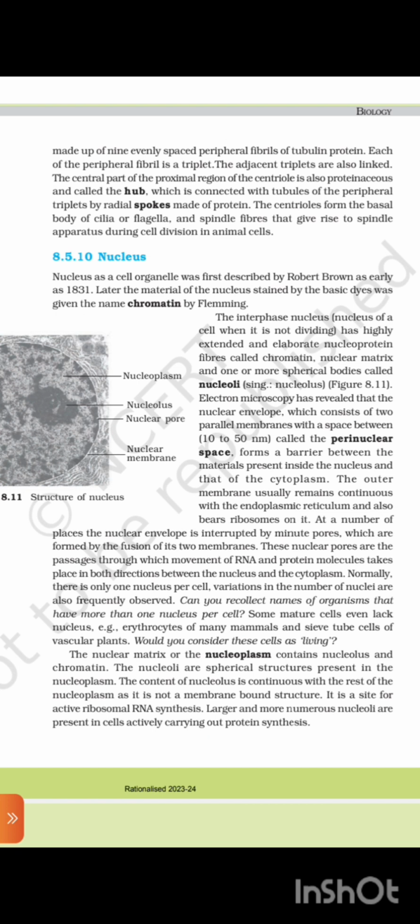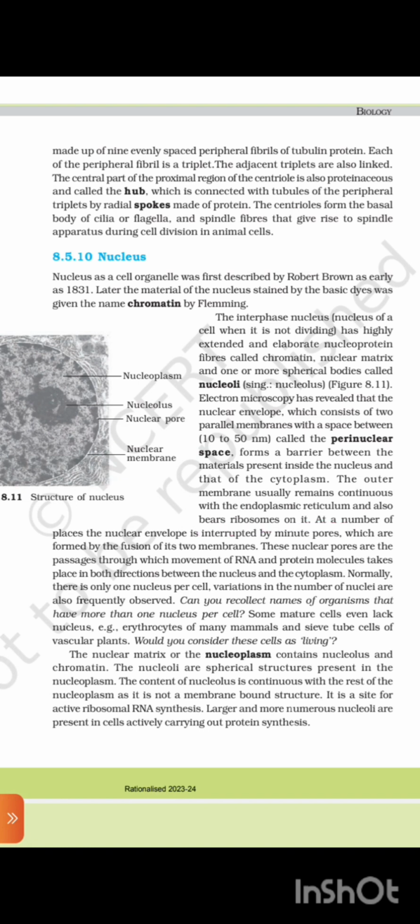The interphase nucleus of the cell, when it is not dividing, has the highly extended and elaborate nucleoprotein fibers called chromatin, nuclear matrix fibers, and one or more spherical bodies called nucleoli (singular nucleolus), Figure 8.11. Electron microscopy has revealed that the nuclear envelope, which consists of two parallel membranes with a space between them of 10 to 15 nanometers called the perinuclear space, forms a barrier between the material present inside the nucleus and that of the cytoplasm.